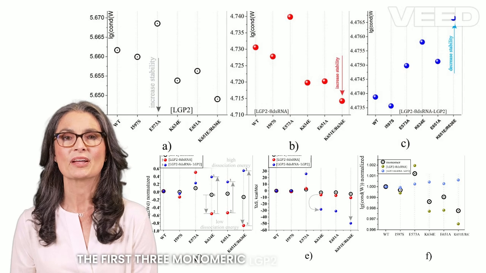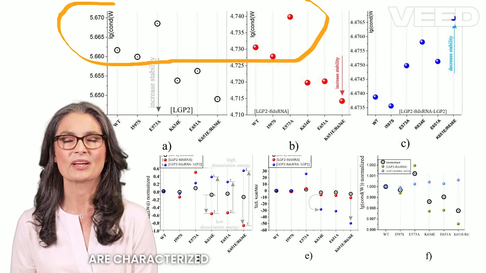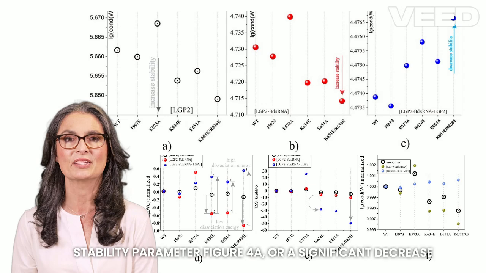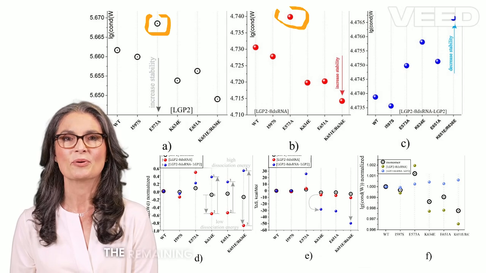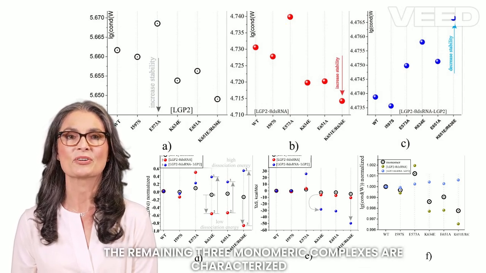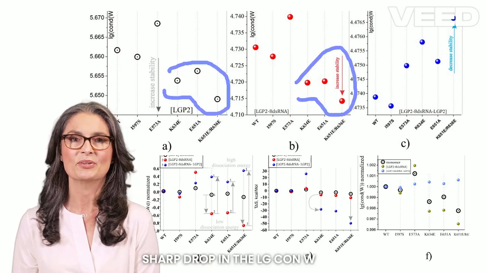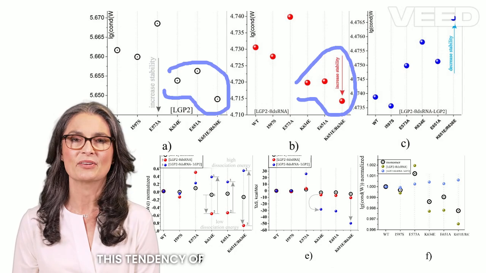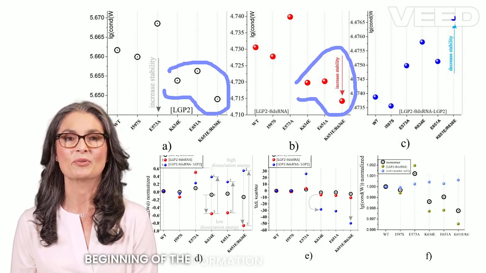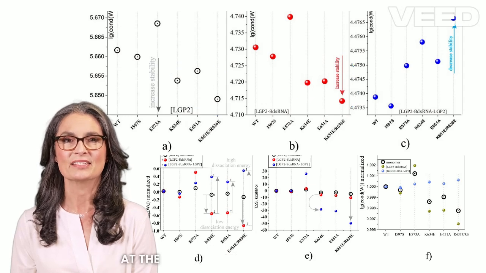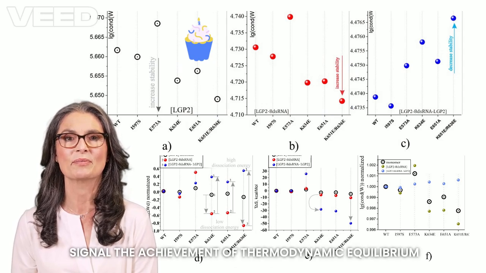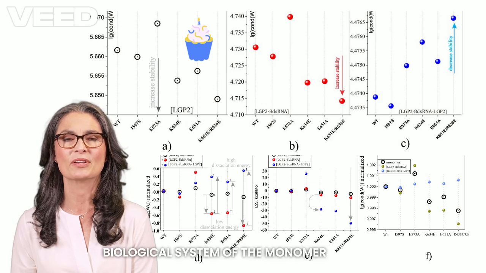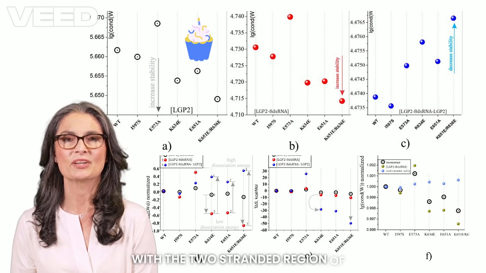The first three monomeric LGP2 complexes in the graph are characterized by either a small decrease in the stability parameter, figure 4a, or a significant decrease in stability, as in the case of the E573A mutation. The remaining three monomeric complexes are characterized by a sharp drop in the Lg_dW values. This tendency of increasing stability at the very beginning of the formation of a biological complex at the stage of a monomeric protein may signal the achievement of thermodynamic equilibrium of the biological system of the monomer even before interaction with the two-stranded region of RNA.